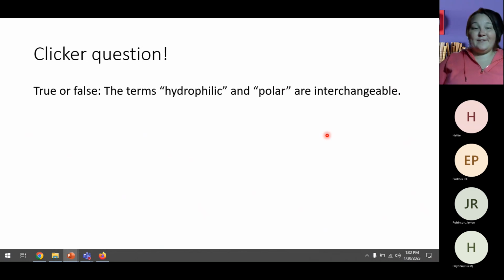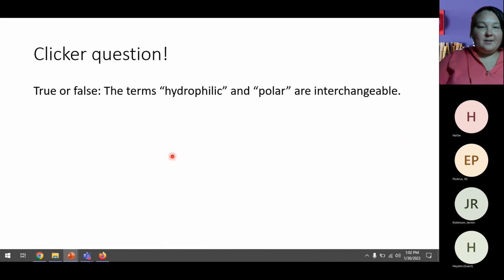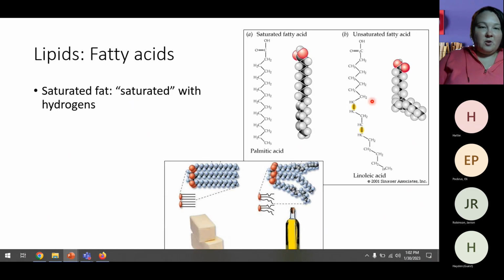Interesting, 50-50. Let's go back here. Hydrophilic, water-loving equals polar. So the terms hydrophilic and polar are interchangeable. That statement is true.